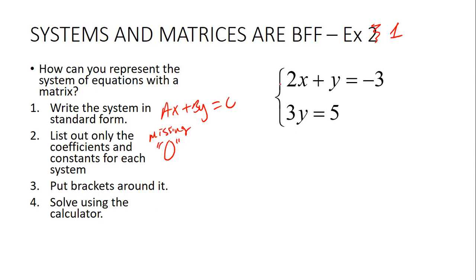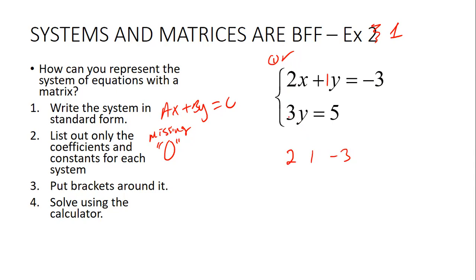All right, so here we go. Step 1, make sure we're in standard form. Check. Standard form, variables on the left, constants on the right. Step 2 is we're going to list out the coefficients. So my coefficients for the first equation are 2, 1, and my constant is -3. So we have 2, 1, and -3.